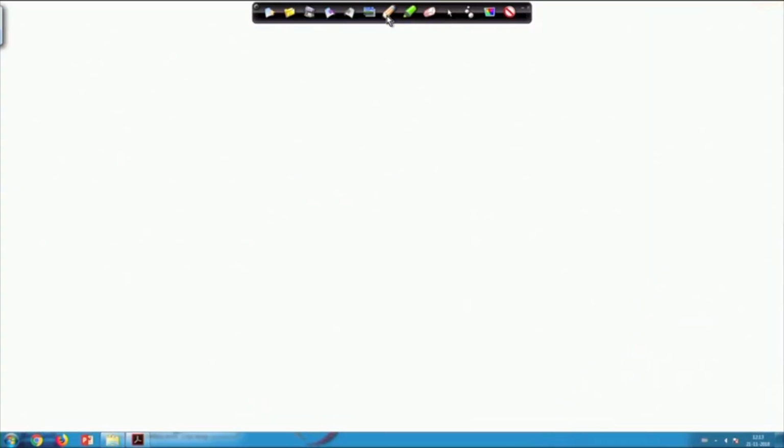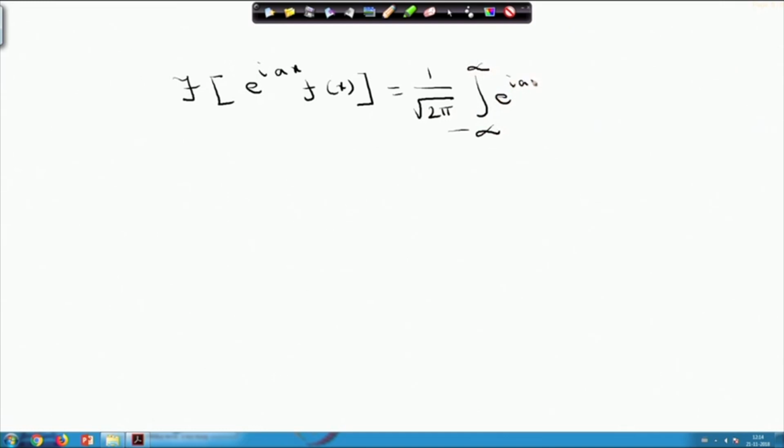Let us see the proof again. For these things, it is always better if you start with the left hand side, that is Fourier transform of e power I a x into f x. This is equal to 1 by root 2 pi, integral from minus infinity to infinity, e power I a x f x.